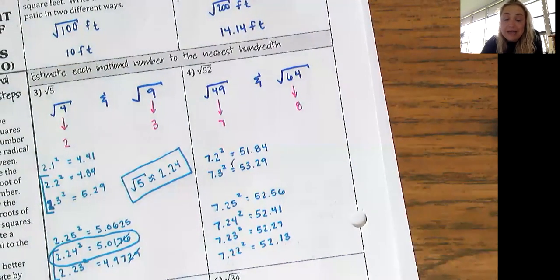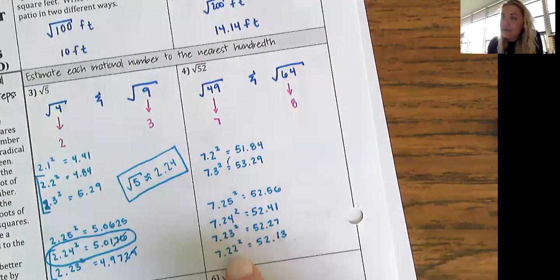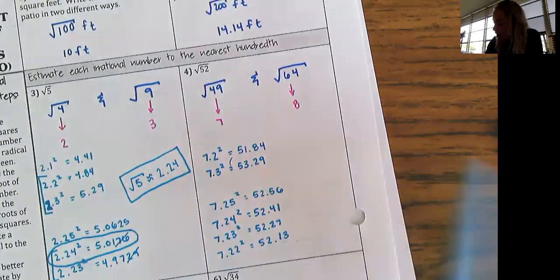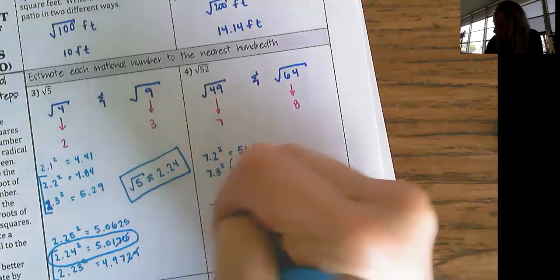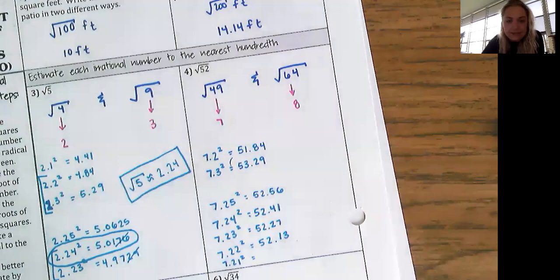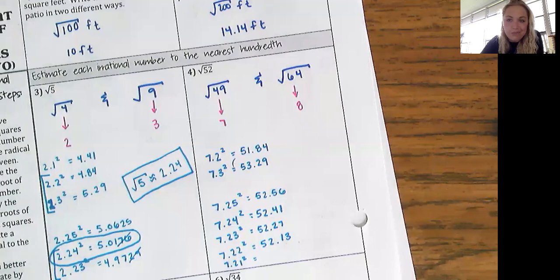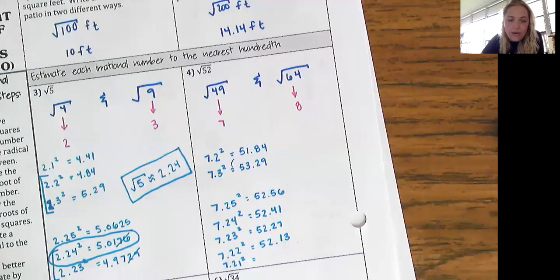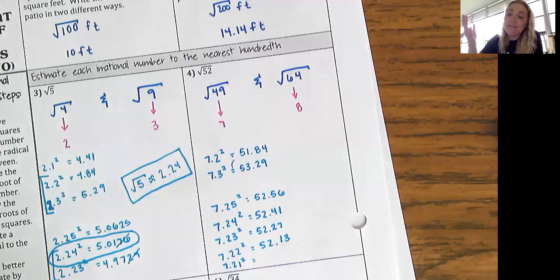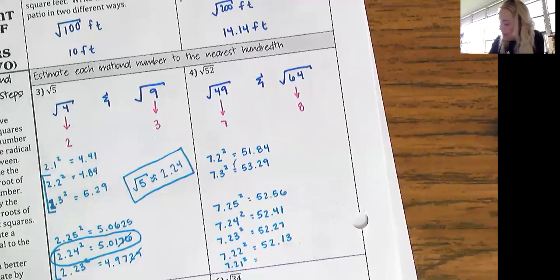Okay, still too high. So I've got to go lower than 7.22. I should have started lower, just to be clear here. We're going to go 7.21. Fingers crossed that this is the place I want it to be. 7.21 squared. Finally, we dropped below 52. So I'm going to write down 51.98.